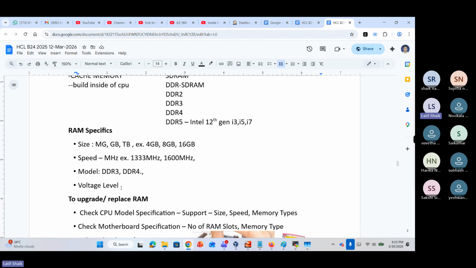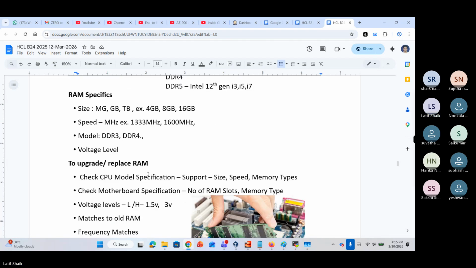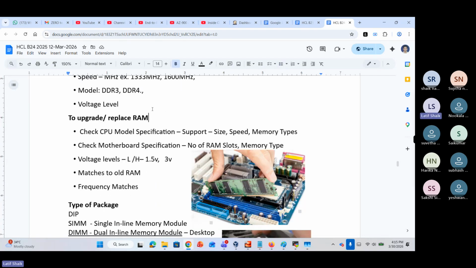Okay. These are the RAM stuff. Guys, understand up to here? RAM, what to check in the RAM? Want to buy a RAM, what are the things you have to check? Or if you want to check what is your existing RAM information.